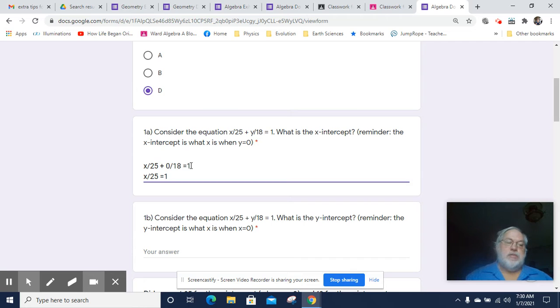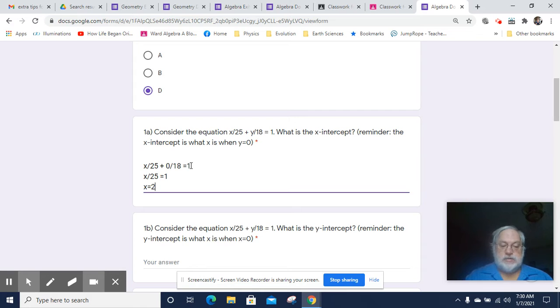Now you could mental math this and just say, well, x has to be 25, or you could multiply both sides by 25 to get rid of the denominator, and 1 times 25 will be 25, so x equals 25, and we have an x-intercept at 25, 0. Okay, let's take a look at the next one.